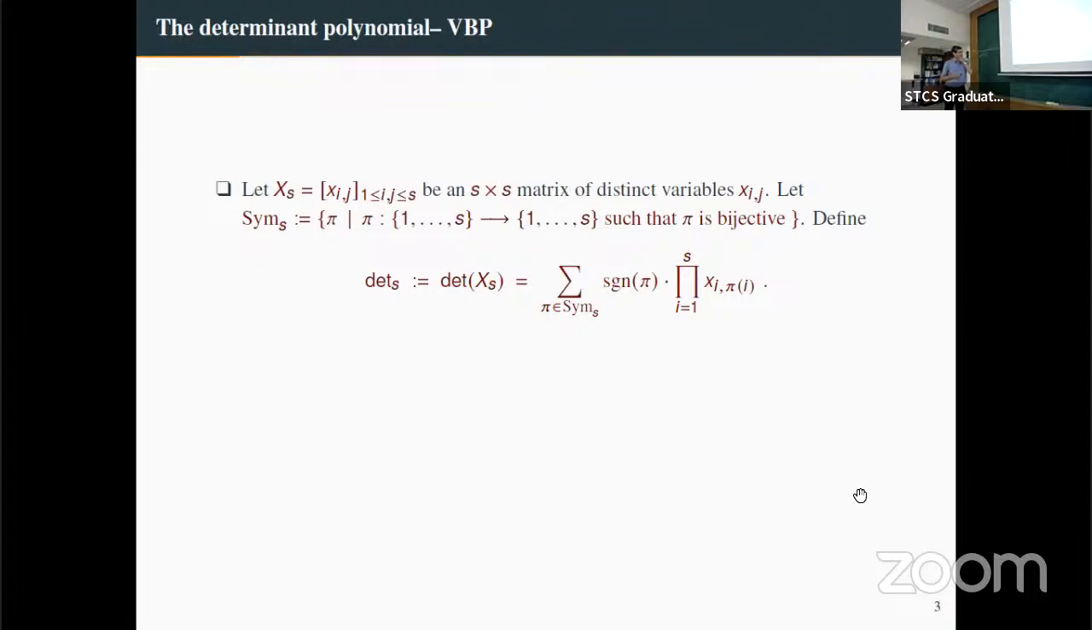Just to give you a general picture of this algebraic complexity theory, as we call it. One interesting polynomial in this theory is the determinant. X sub S is an S cross S matrix with every ijth entry a formal variable, and the determinant of that is defined this way. You go over all the permutations on S elements, and you put the sign together with the monomial given by the permutation. So this is a degree S polynomial, and it has S factorial monomials.